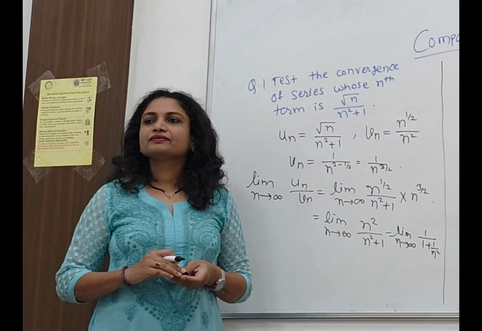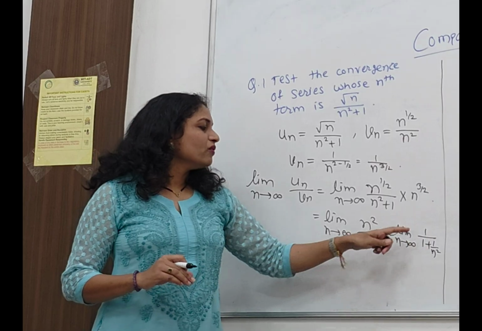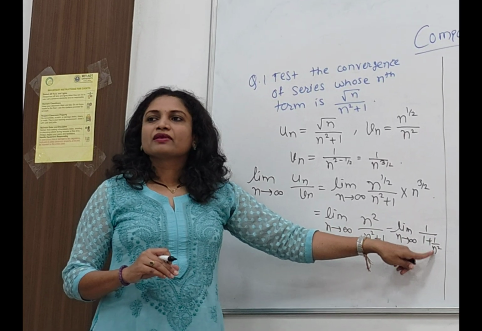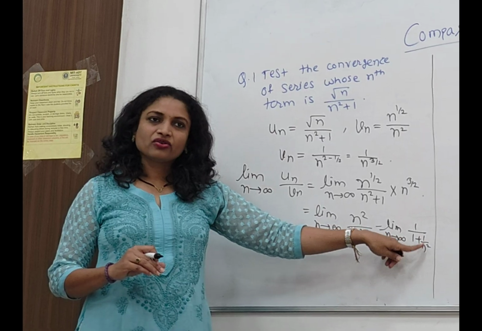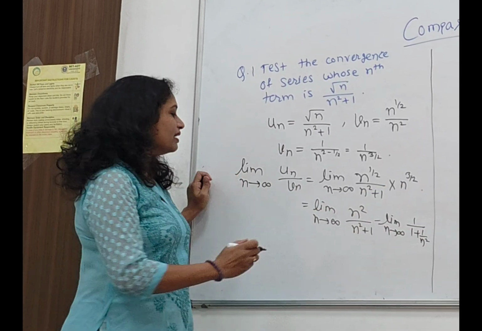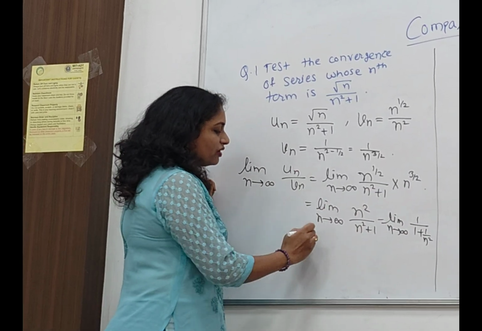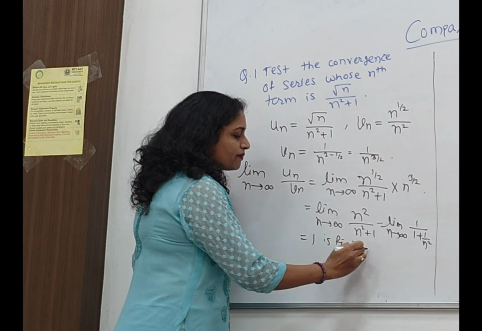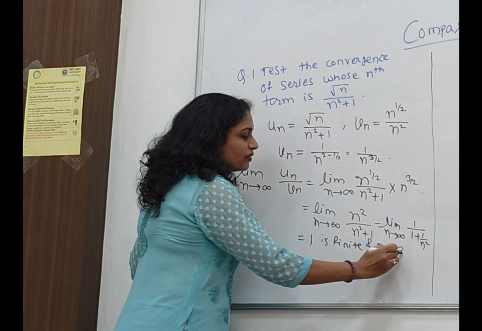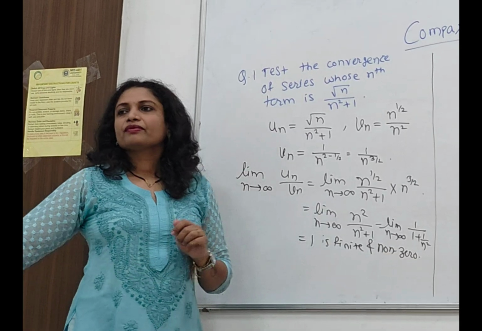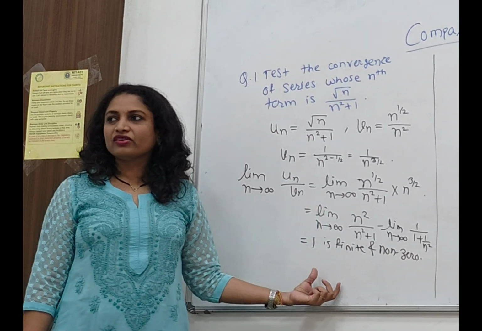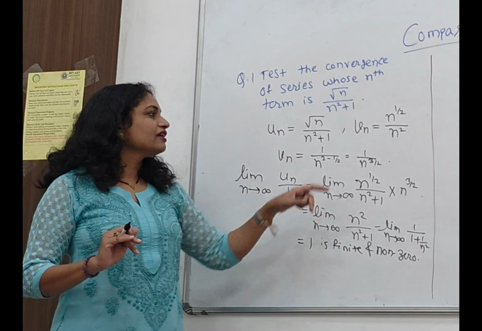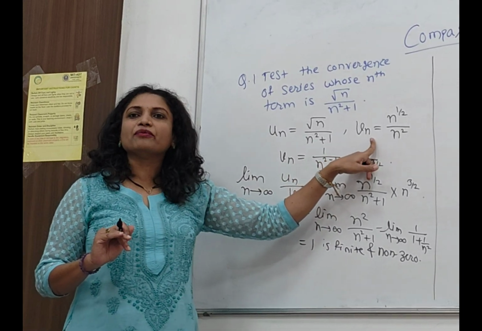Now put the limit: 1 upon 1 plus 1 upon infinity, 1 upon 1 plus 0, so that is 1 upon 1, which is 1. So for the ratio you got the answer 1, which is finite and non-zero. As it is finite and non-zero, one condition of the comparison test is satisfied. Now you need to check the nature of Bn by the P series.